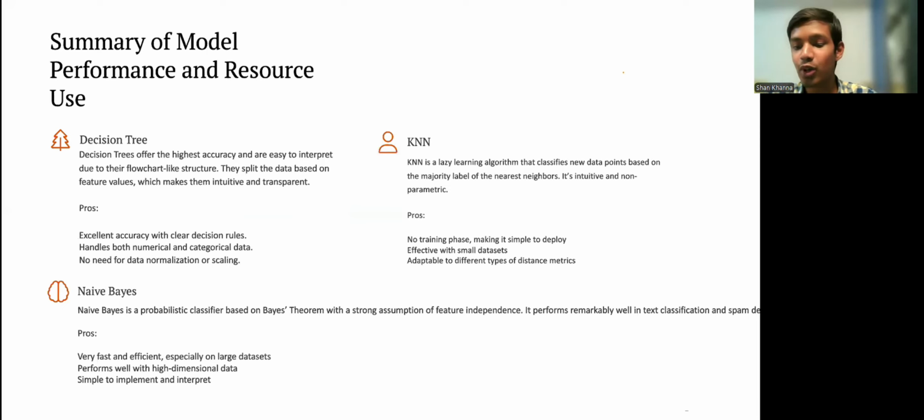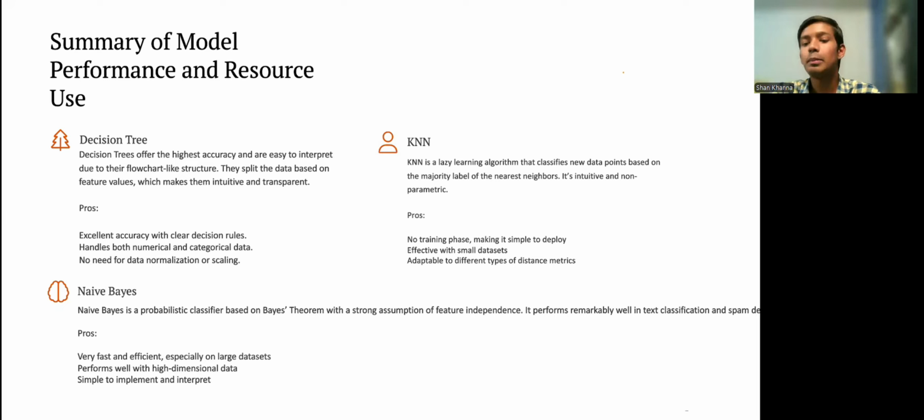So here is the summary of all models. Decision tree has highest accuracy, easy to interpret, no need for normalization. So it is the best. Naive Bayes is fast and efficient, works well with large data. So it is moderate, not the best, but it is a better model to use in the data set. And the last model is KNN.